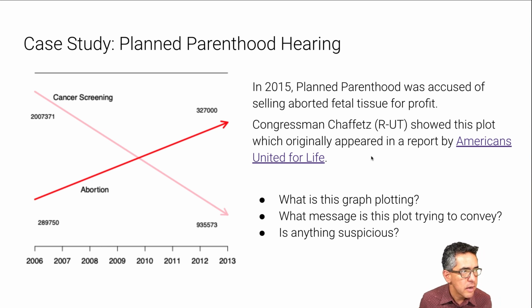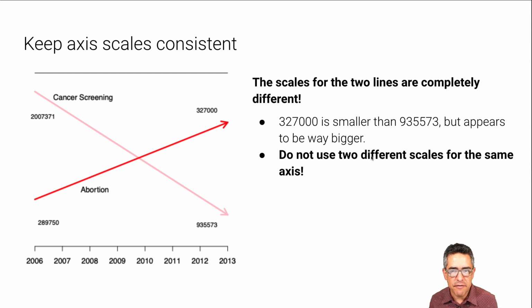Well, if we look a little bit at this figure, we see that the vertical scales are completely different. We're showing in here two different types of services provided by the Planned Parenthood organization. They provide abortion services and they provide cancer screening services. And this is showing a comparison between what happened in 2006 in terms of how many services were provided and 2013. But if you look carefully, these 2 points cannot possibly be on the same vertical scale.